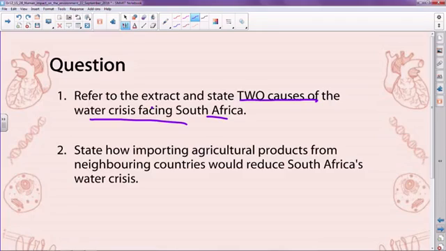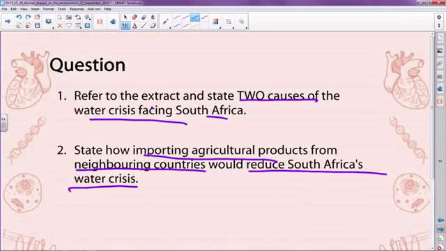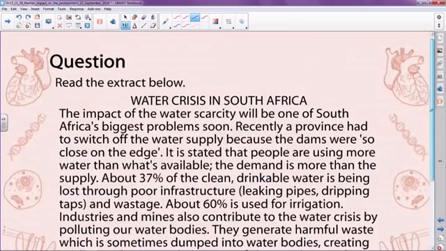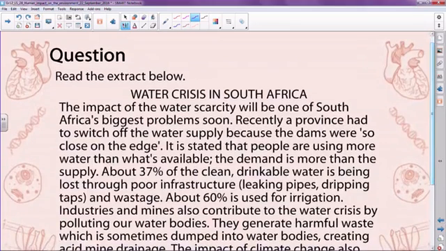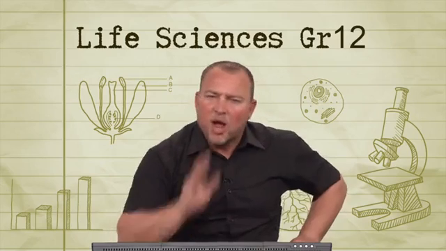Next one, state how important agricultural products for neighboring countries would reduce South Africa's water crisis. Okay, so state how neighboring countries can reduce South Africa's water crisis. Now, if you have a look at that, I'm going to pull that back. I almost gave you the answers there. Think about that. I'm going to give you 1 minute because I know you can do this. I'm putting the text up again and make sure that you concentrate. Are you ready? Off you go.